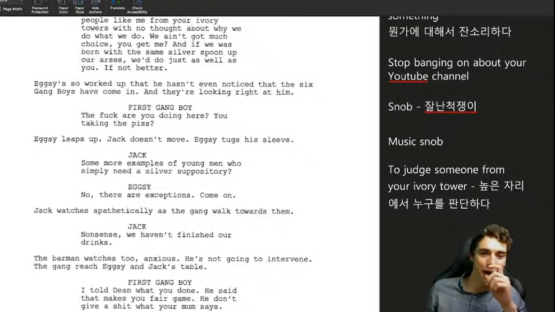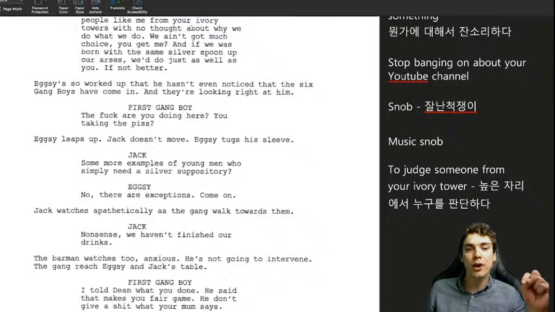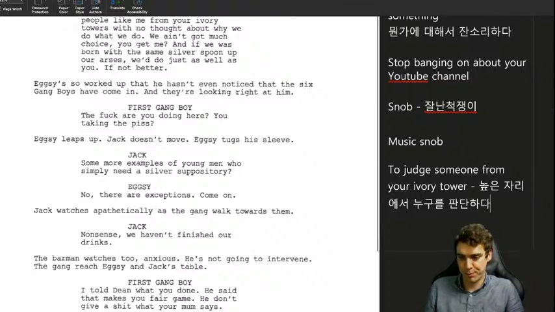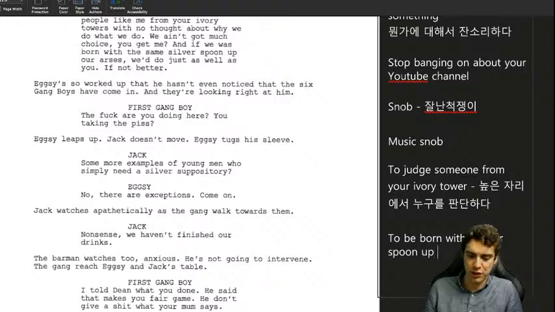Anyway, so and if we were or if we was born with the same silver spoon up our asses. So to be born with a silver spoon up your ass. It's a good expression. To be born with a silver spoon up your ass.